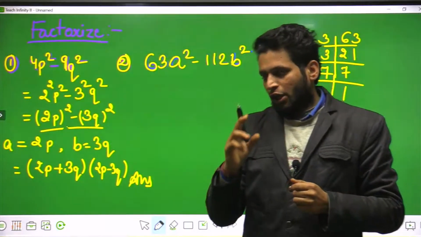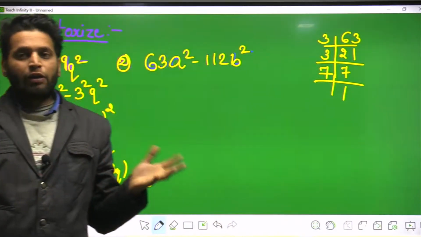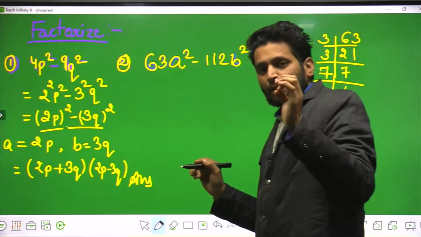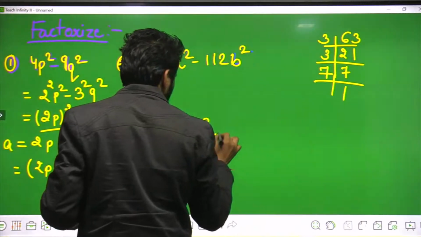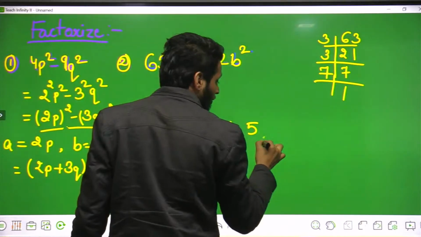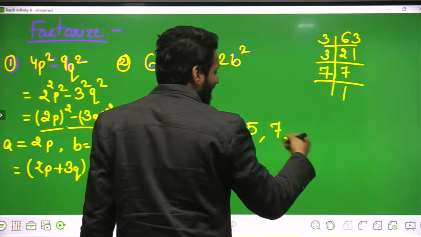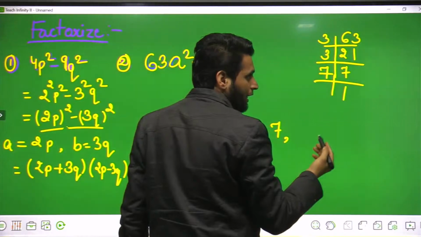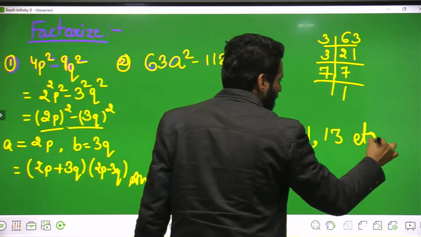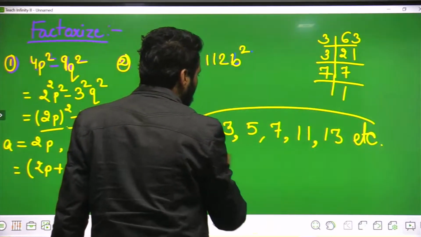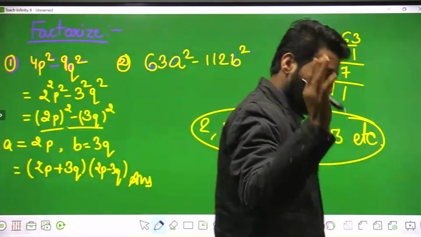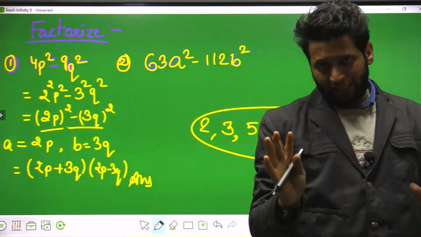Because 1 can divide any number, so we can get any number like that, but prime numbers start from 2, 3, not 4, 5, not 6, 7, and then 8, 9, 10 are not, but 11, and then after that 13, and so on. These are all prime numbers. I hope you all understood prime numbers. Prime numbers are those numbers divisible by themselves only.